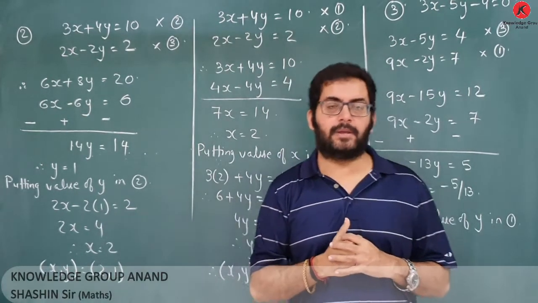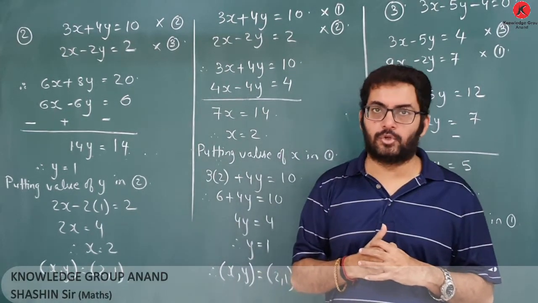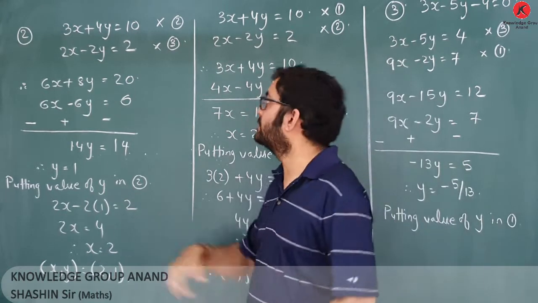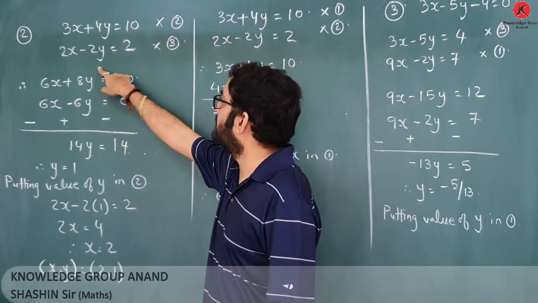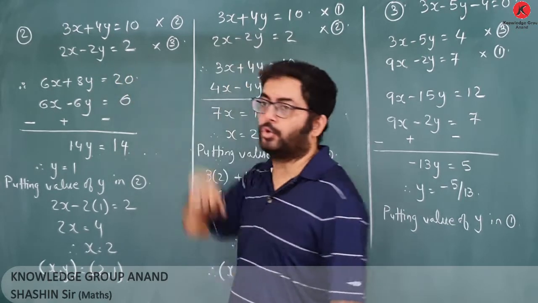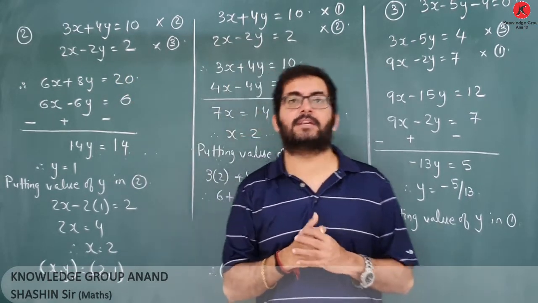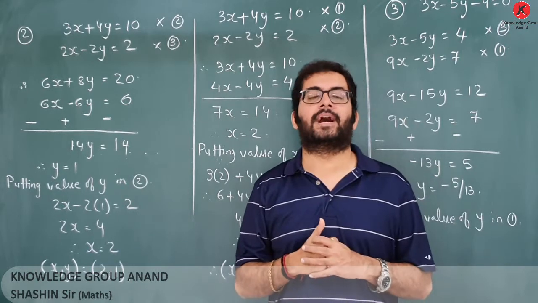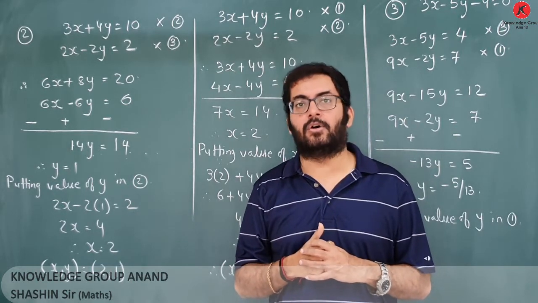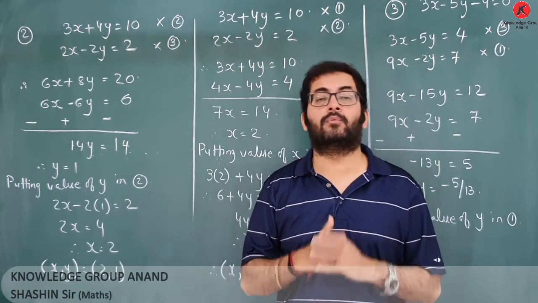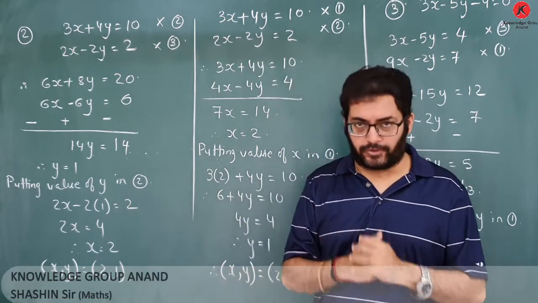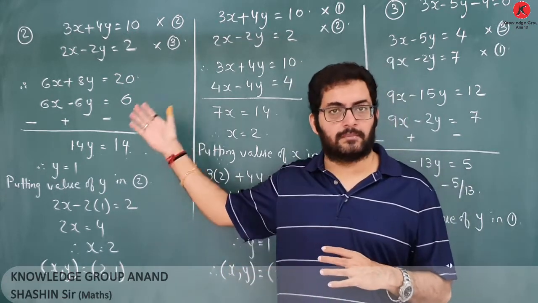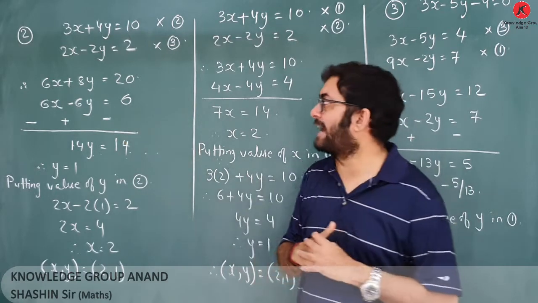Okay, so elimination method, question number 2. The equation is like this. 3x plus 4y is equal to 10 and 2x minus 2y is equal to 2. Now, as I said in the previous sum also, you can either eliminate x or eliminate y. There won't be any difference in the final answer. So first, I will teach you the sum by eliminating the value of x.